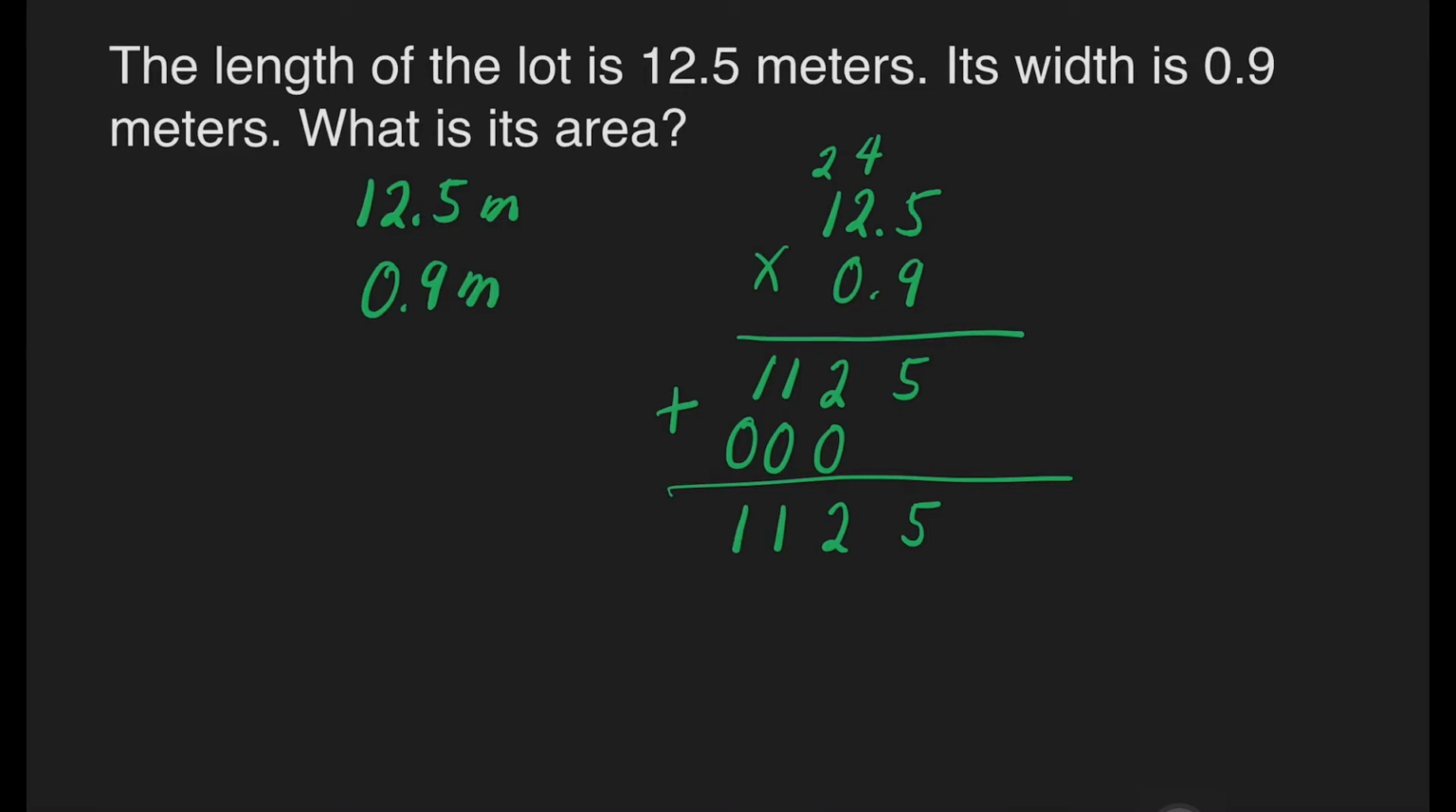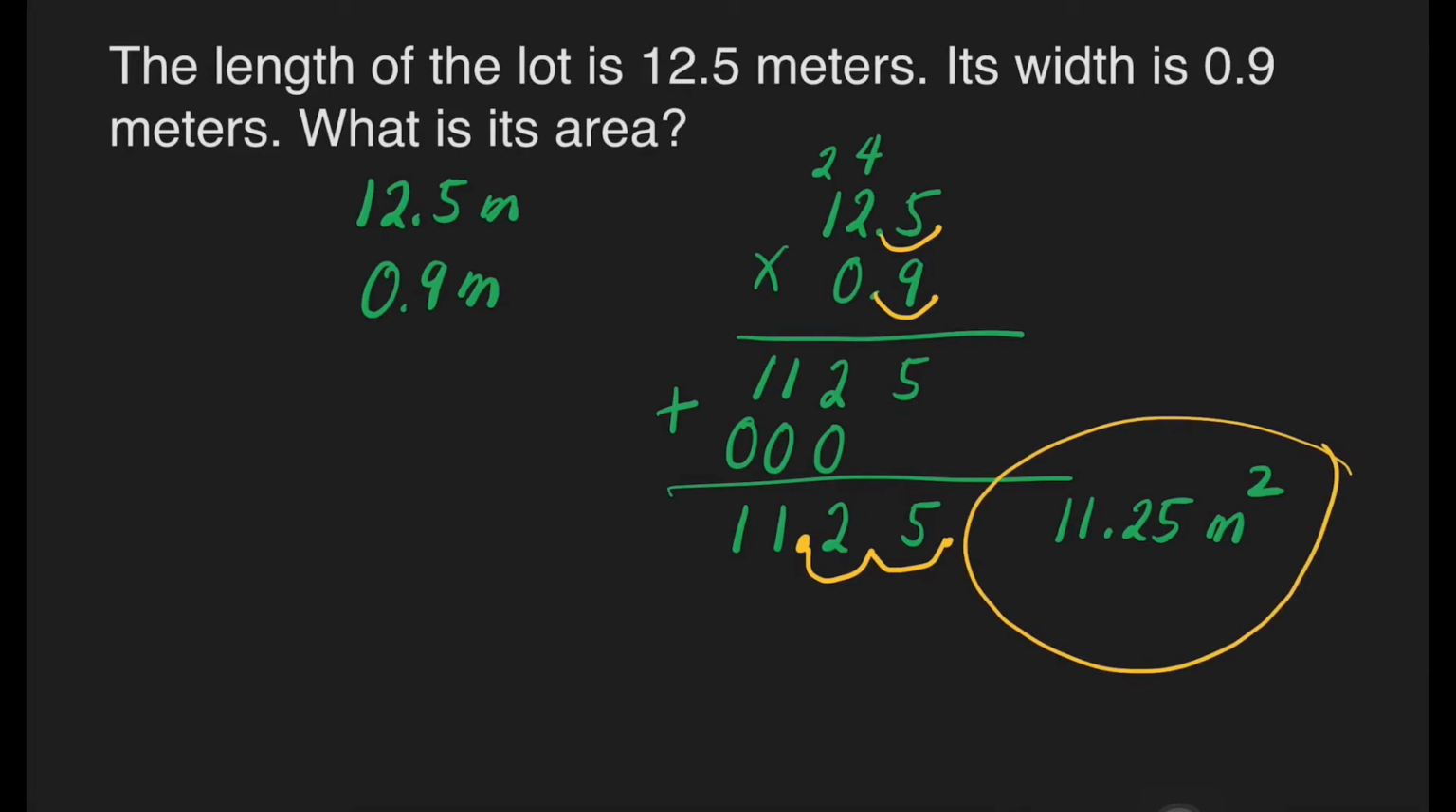Okay, we have to take note that we need to count the number of decimal places that we have in our factors because it has to be reflected on our product. So let's count. This is 1 and this is another one. That's 2. So from here at the back of the 5, let's move to the left, and that's going to be 2 places. That's 1 and 2. So the decimal point is right there. So our final answer is 11 and 25 hundredths meters squared. So that's our area.